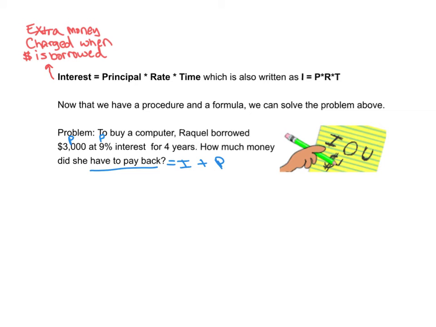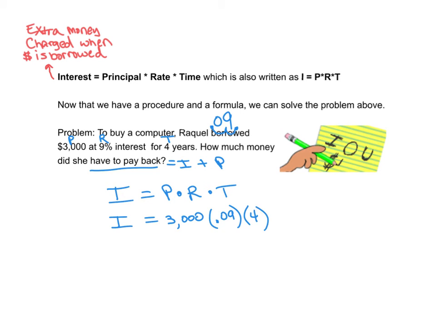All right, so she's borrowing $3,000, that's the principal. The rate, 9%, and the time is years. So our equation is I equals P times R times T. So the interest is what we don't know yet. It's what we're going to solve for, so it stays as our variable. Our principal is $3,000 times our rate, which is 9%, but remember we have to change 9% to a decimal. So our decimal's here, we move it 2 places to the left, and there's a hole there, so we have to add a 0. So 0.09, and then multiply that times the number of years, which is 4.